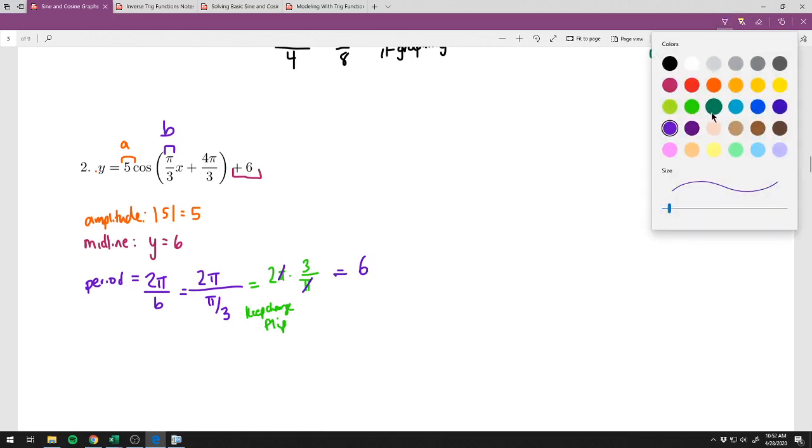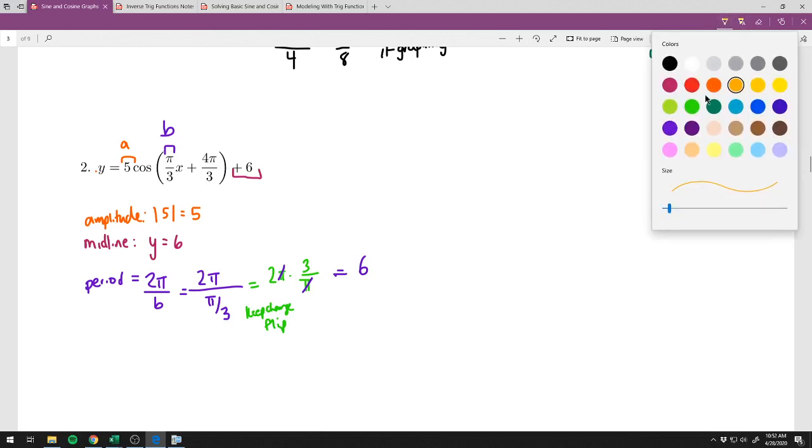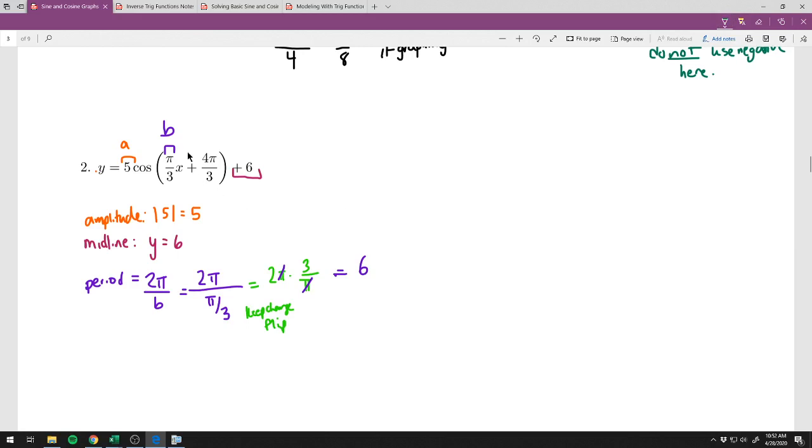And then lastly, the midline, do the same thing as last time. You might like to just factor and figure it out from there. I'm reading the midline, sorry. The phase shift, or the horizontal shift, we set the inside equal to 0, pi over 3 x plus 4 pi over 3, and solve that.